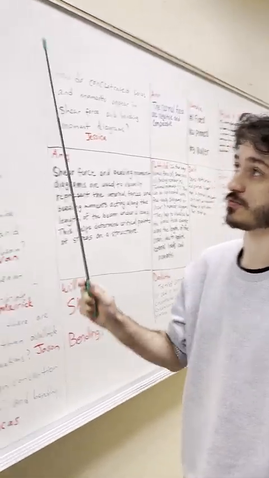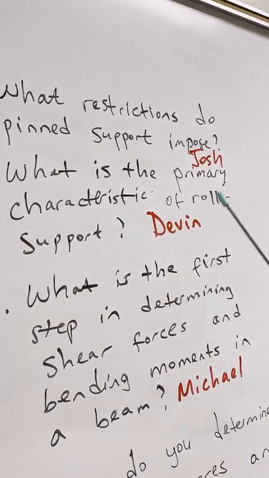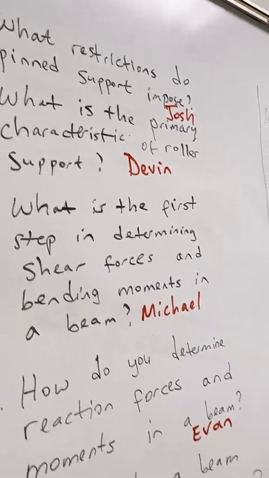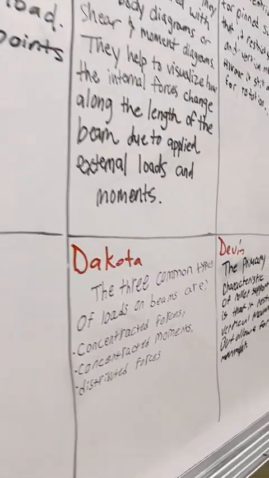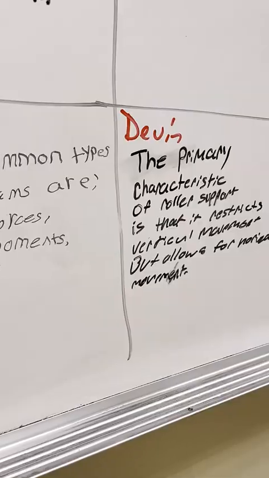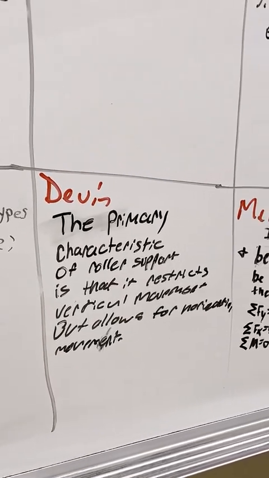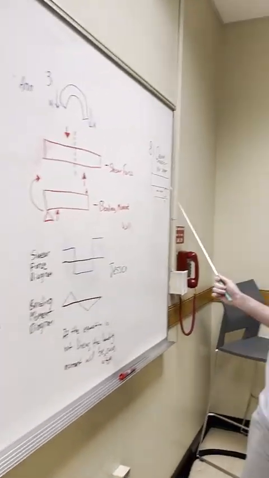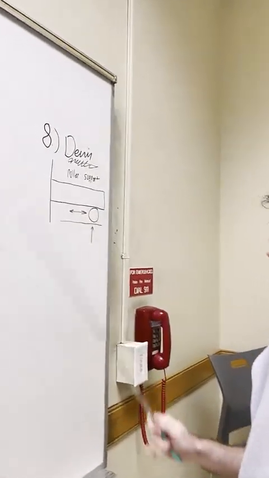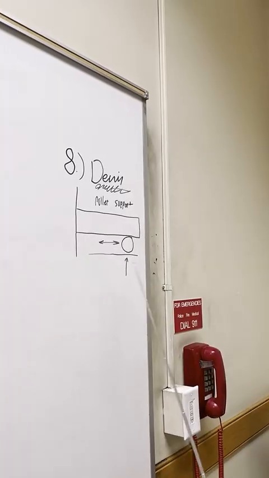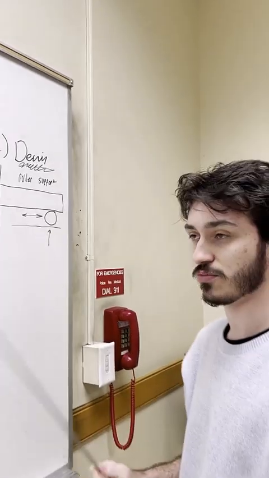Thank you. Hi, I'm Devin Milton, and my question was number 8. What is the primary characteristic of a roller support? The primary characteristic of a roller support is that it restricts the vertical movement, but allows for horizontal and rotational movement. And over here, I just drew a further picture to show that it allows for that horizontal movement that is parallel to the surface, and then that rotational movement as well.